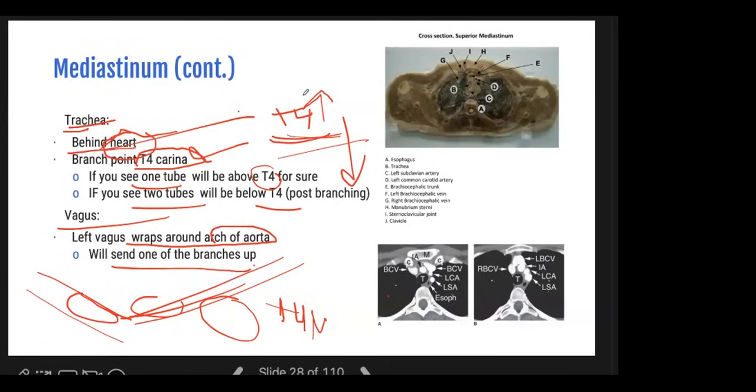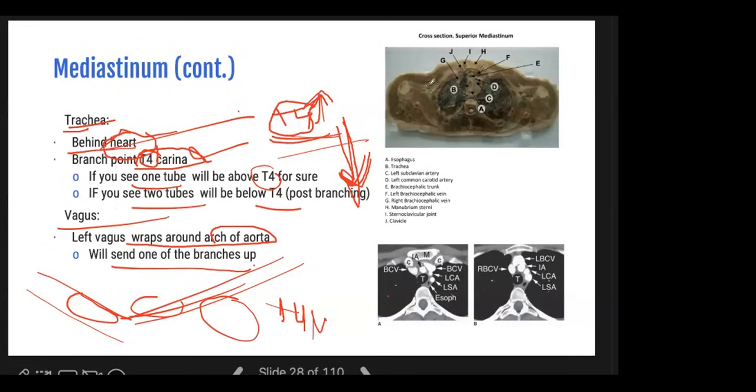So essentially what happens is if you see the one tube, you're at T4 or you're above. If you do not see the trachea, you are below T4 for sure. Why? Because the branching point is at T4. So if we see one tube, we're T4 or above. If we don't see a tube, we only see two, or we see something else, it's going to be below T4. The vagus nerve just wraps around the arch of aorta and gives off a branch, essentially.